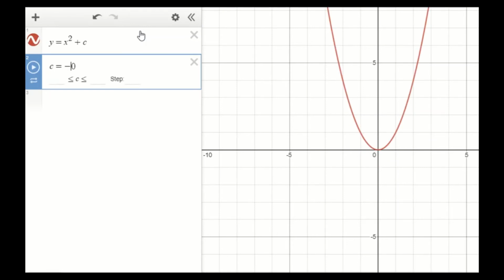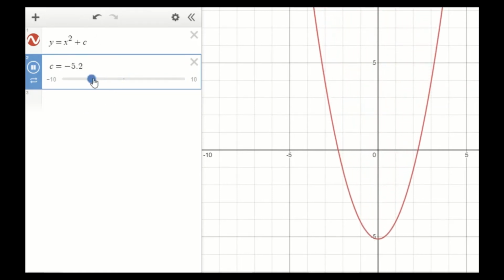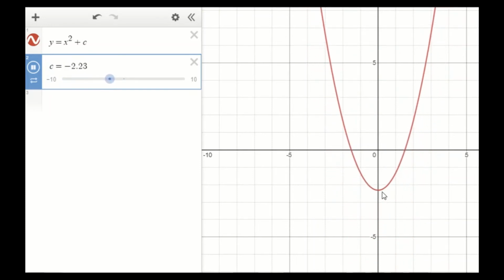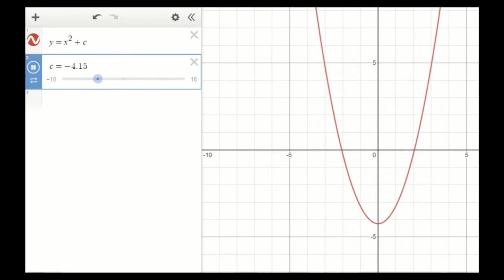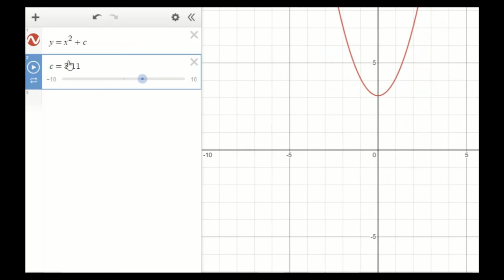Oh boy, c is 0. There we go. So at 0, the vertex is at the origin. And as I increase c, it's going to move up. And as I decrease c, it's going to move down. So what c ultimately controls is the y value of the vertex. Not only that, but it also controls the y-intercept. In fact, let me just stop it randomly. Boom. You'll see 3.11. Well, we've got our y-intercept is 3.11. So whatever the constant is, that will always be the y-intercept.